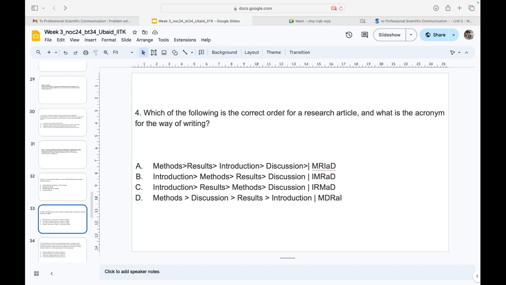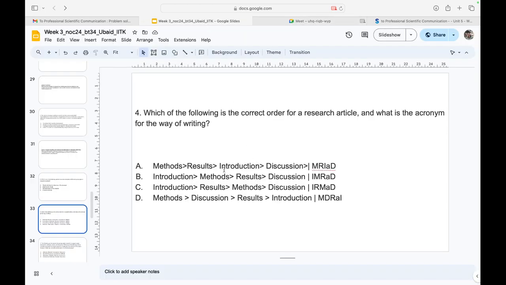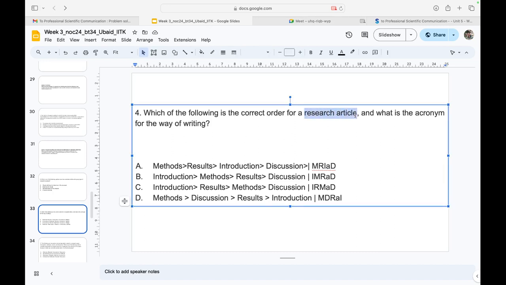So which of the following is the correct order for a research article? And what is the acronym for the way of writing? Your answer: method, result, introduction, discussion. What is the order of the research article? Is it the sequence in the article or how we have written it? This question may confuse you, which is why there is one more question. This is for the research article: the correct order of a research article.